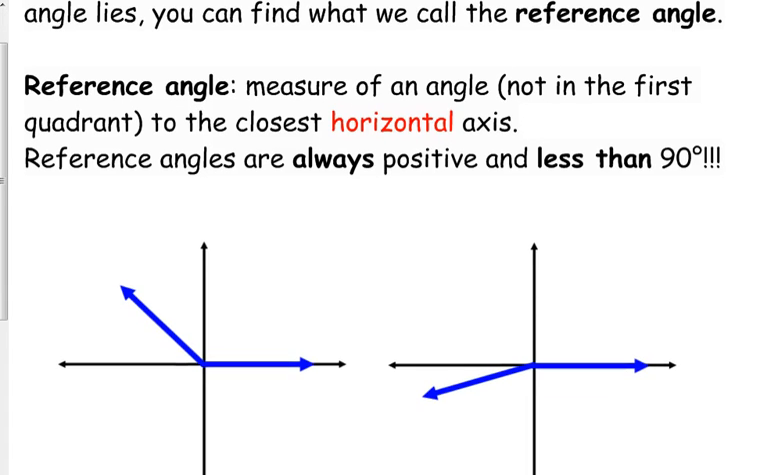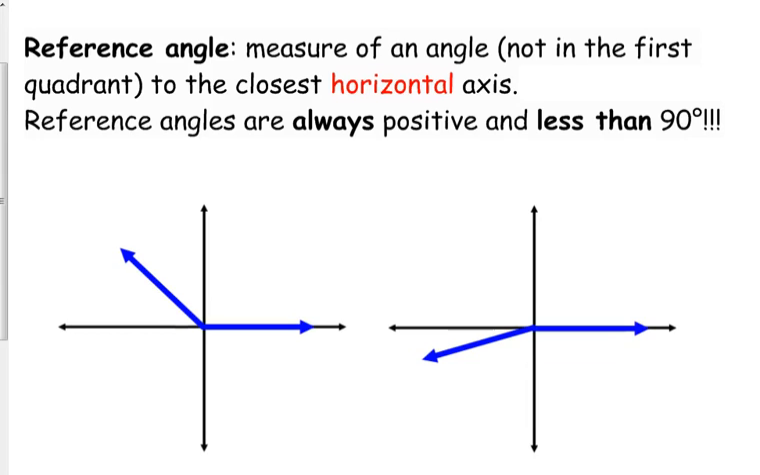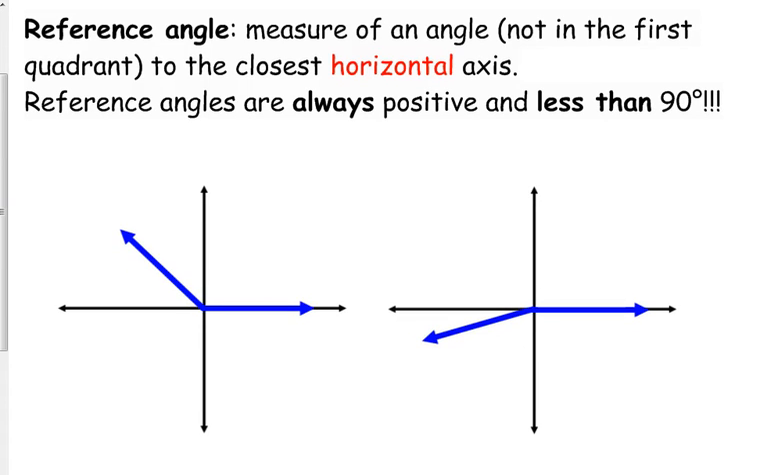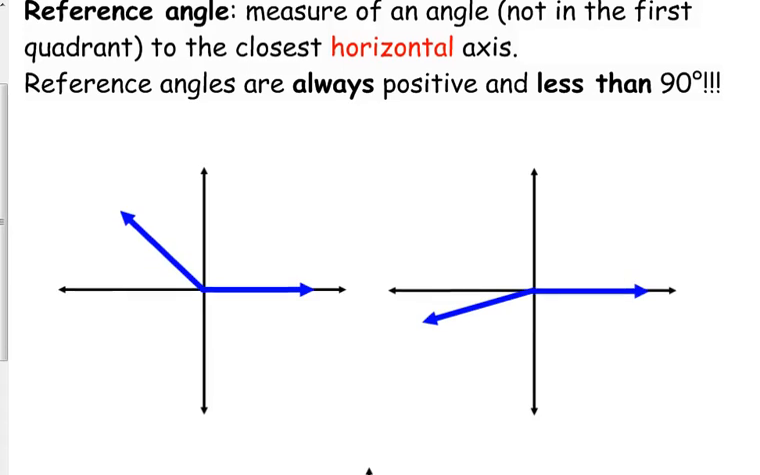It's the measure of the angle to the closest horizontal axis. And I have that in red because a lot of people mess that up and they want to measure it to the closest axis. So if your angle is closer to the y-axis, then they want to measure that for the reference angle. But that's not what we need to do. We need it to the closest horizontal axis. Reference angles are always positive, and they are always less than 90 degrees or less than pi over 2.